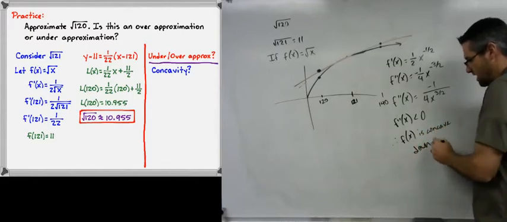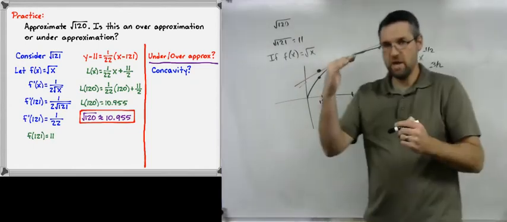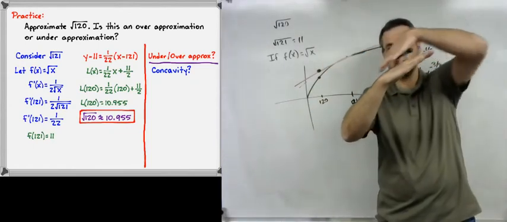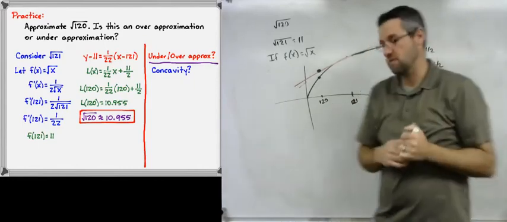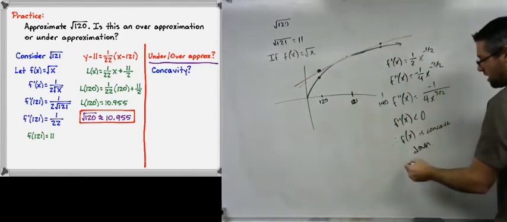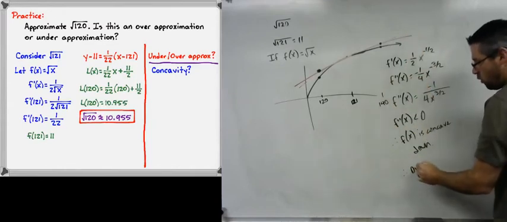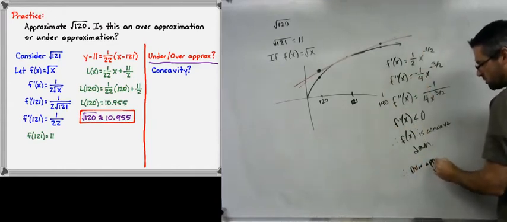And as a result of that, since it's concave down, we have curvature. It's going downwards. It's concave down. That means the tangent line will always sit on top of it. And since the tangent line sits above it, we would say that the tangent line will always produce an over approximation.